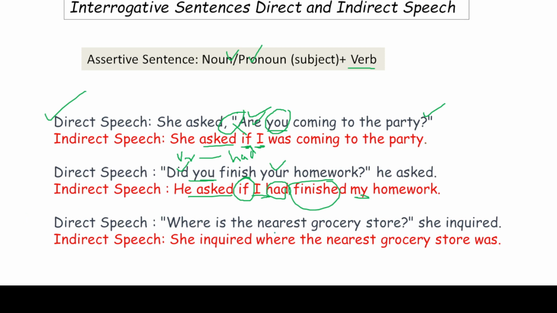Then third sentence, "Where is the nearest grocery store?" she inquired. And now there is a change. If you have been given these kind of words, wh words, where, why, when, then you need not use "if" or any other word. Just use the same word, where. Any other wh word, if you have been given, then use the same. She inquired where, then the subject is the nearest grocery store. Where the nearest grocery store is to was. That's it. So in the next video we are going to solve some more exercises regarding reported speech.